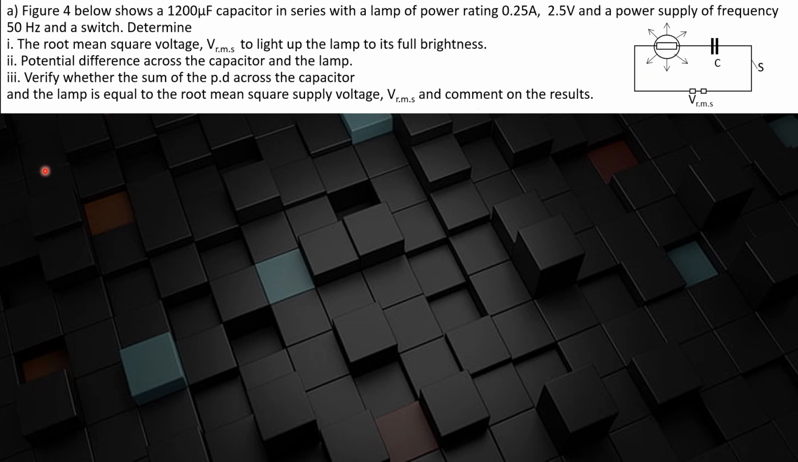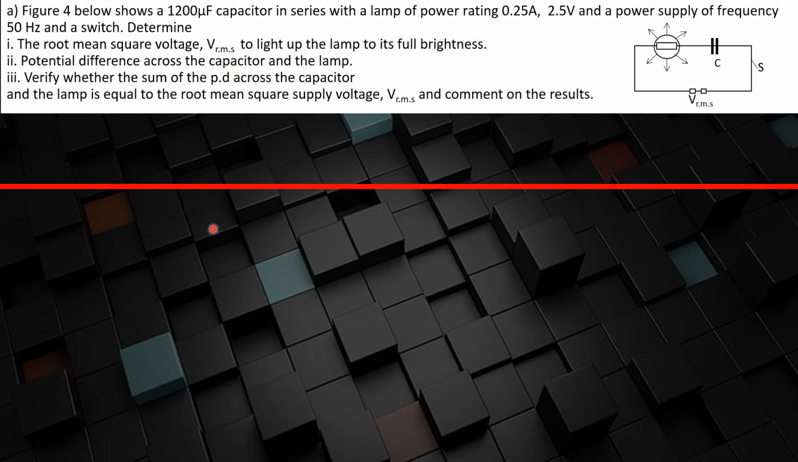Let's go. So we have figure 4 below, which shows a 1200 microfarad capacitor in series with a lamp of power rating that and a power supply of frequency that and a switch. Determine the root mean square voltage to light up the lamp to its full brightness.